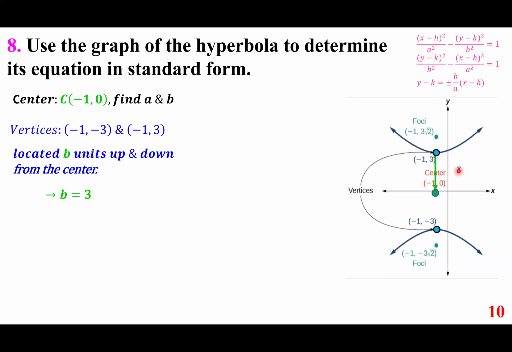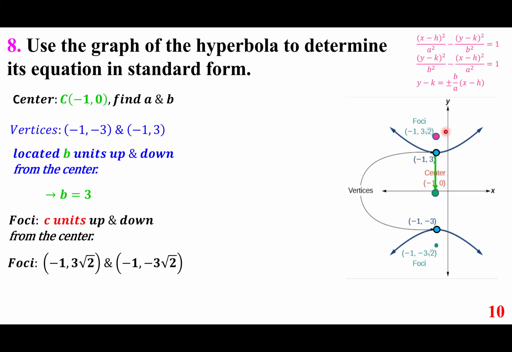We also have the foci location. This one is (-1, -3√2). This is (-1, 3√2). So the distance here gives us the c. So foci, c units up and down from the center. So this point. And so we are looking at this distance. Obviously, it is just 3√2. So c is 3√2.